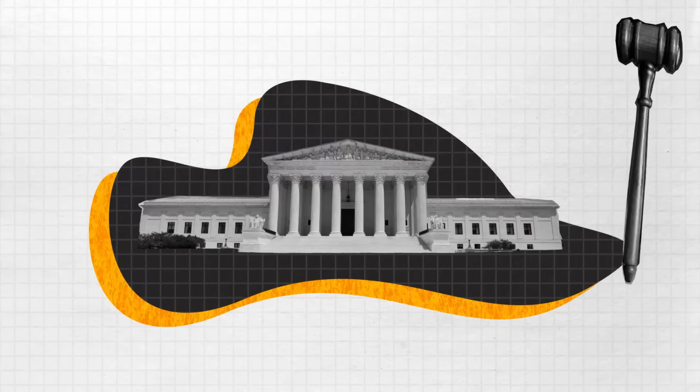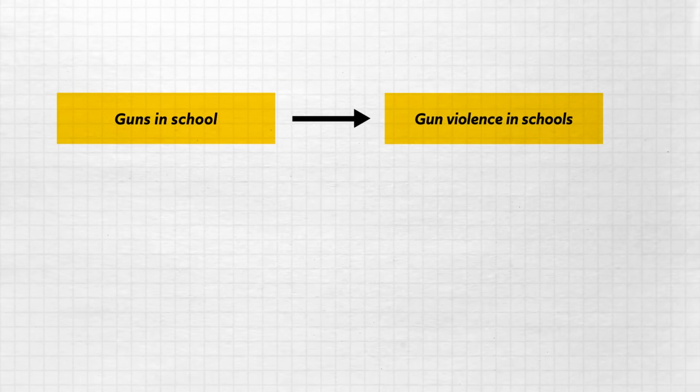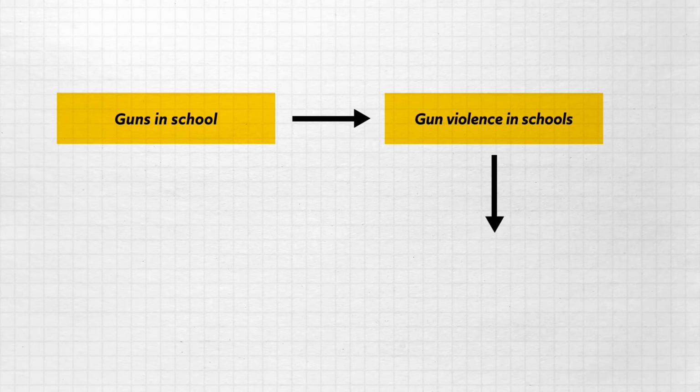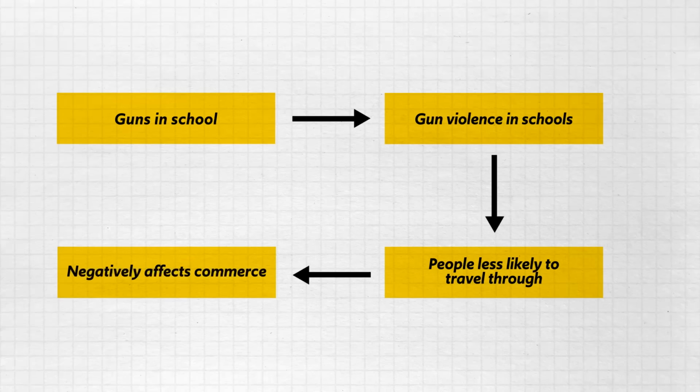Now, if that sounds confusing, like what in the world does regulating interstate commerce have to do with bringing guns to school? Well, let me just show you how each side argued its case. The lawyers for the United States argued that guns in school are related to interstate commerce because guns lead to gun violence, and if there is gun violence in schools, then people from other states might be less likely to travel through those towns, which would negatively affect commerce in those places.